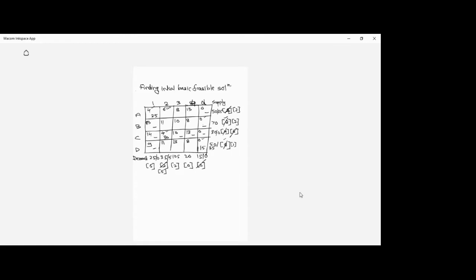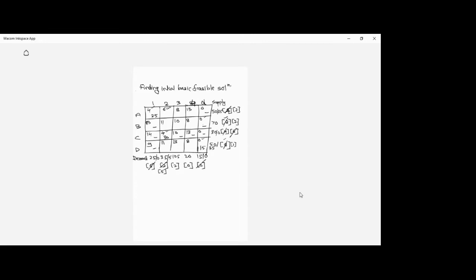So let's recalculate. This penalty is also gone. Let's recalculate the penalty. 11 minus 6 is 5 again. So here 10 minus 8 is 2 again. 8 minus 8 is 0 again. Again for the rows, let's calculate the penalty.